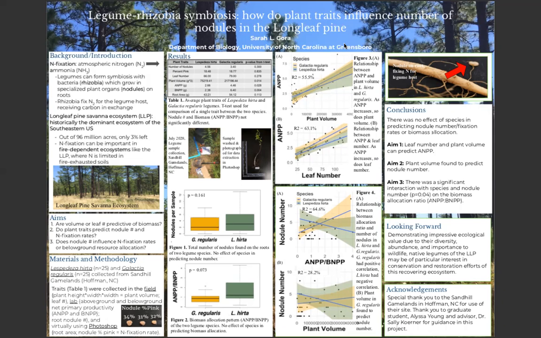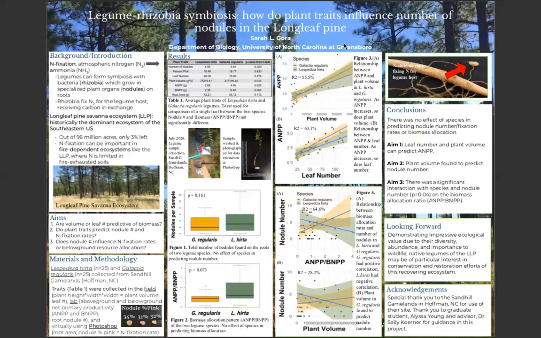First, are plant volume or leaf number predictive of biomass? Next, do plant traits predict the nodule number and nitrogen fixation rates? And does nodule number influence the nitrogen fixation rates or below ground resource allocation?